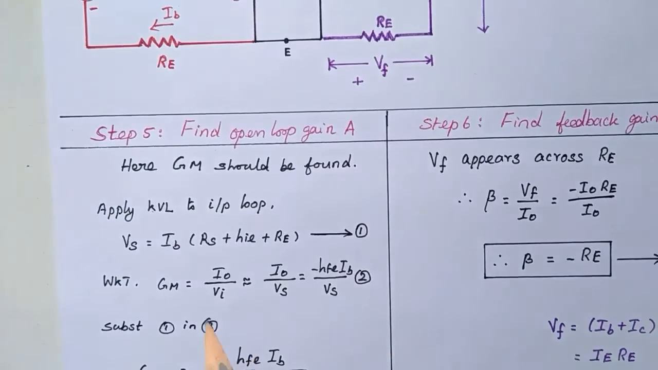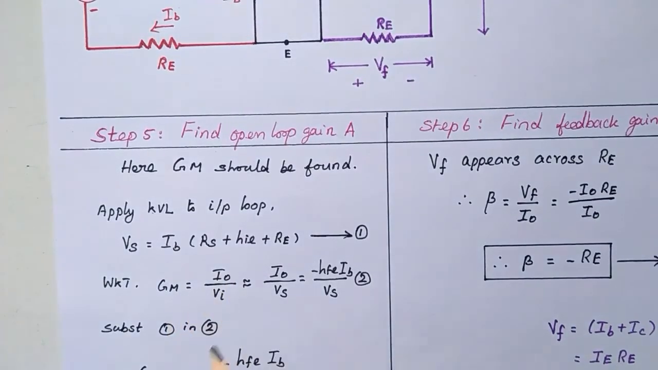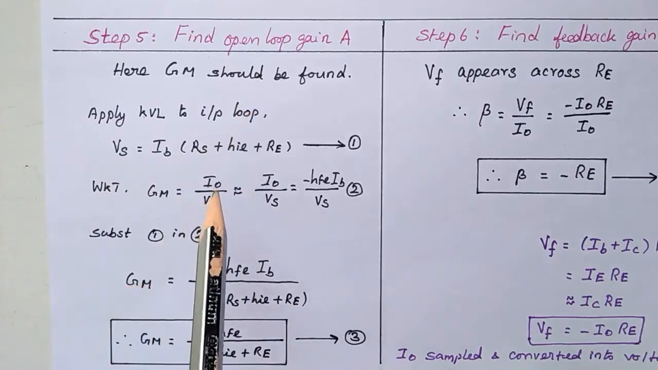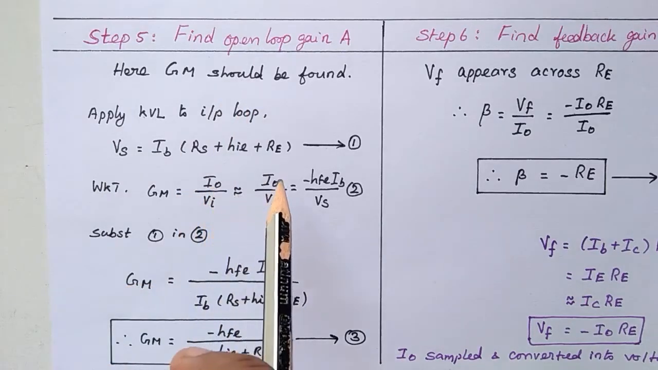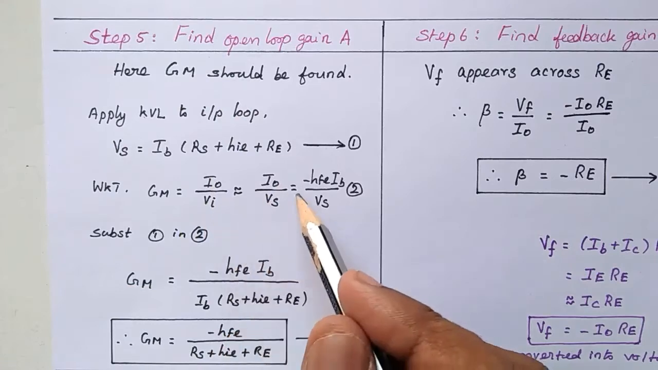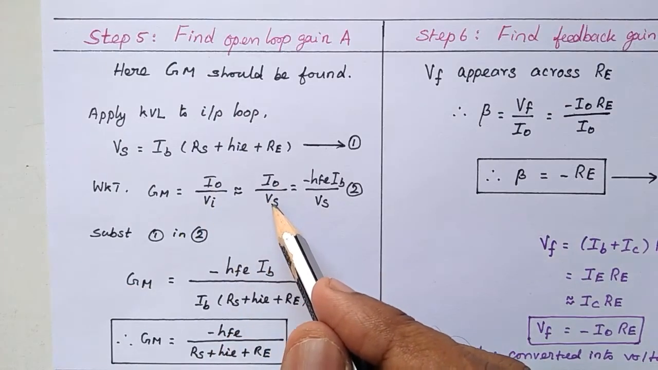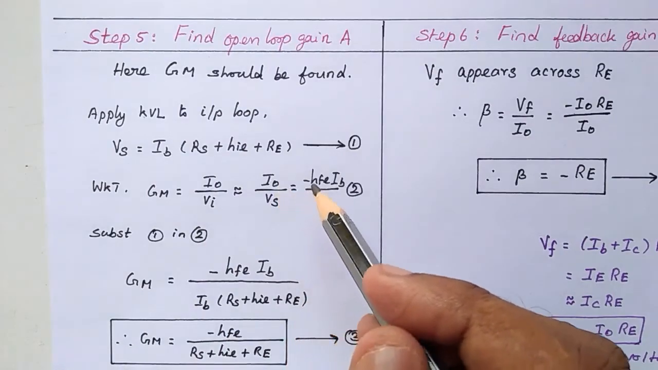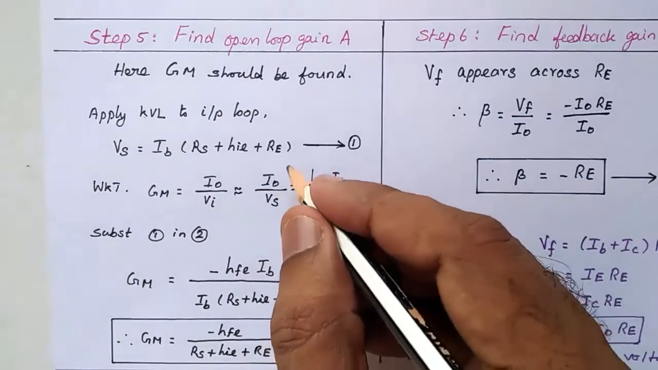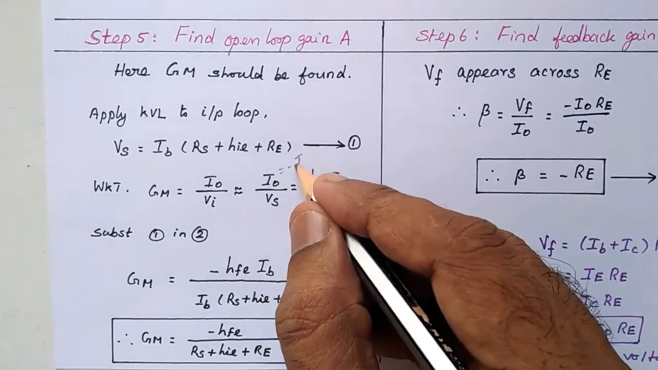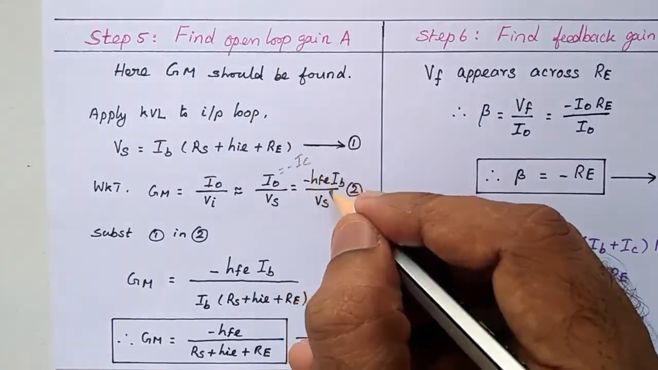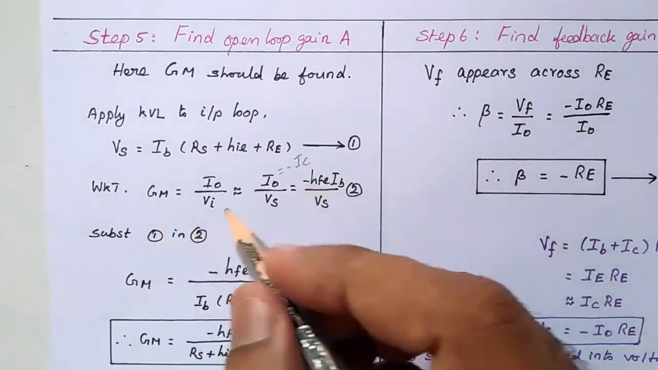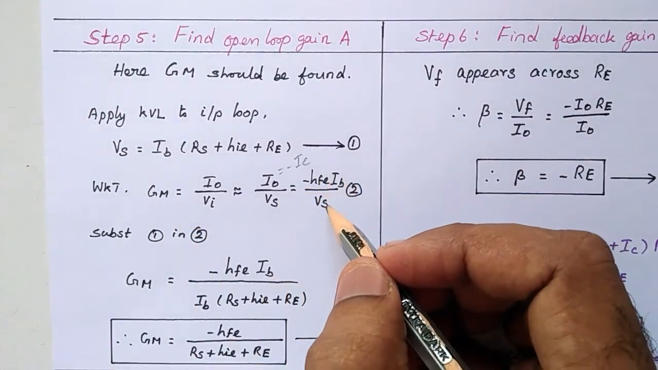Okay, next, we know what GM is. GM is nothing but output current by input voltage. I0 by Vi is equivalent to I0 by Vs, since Vi and Vs have close values, hence we replace with Vs. What is I0? I0 is the output current, and I0 can be written as minus Ic. What is Ic? Ic can be written as HFE Ib. So finally we have equation 2 as GM is equal to minus HFE Ib by Vs.